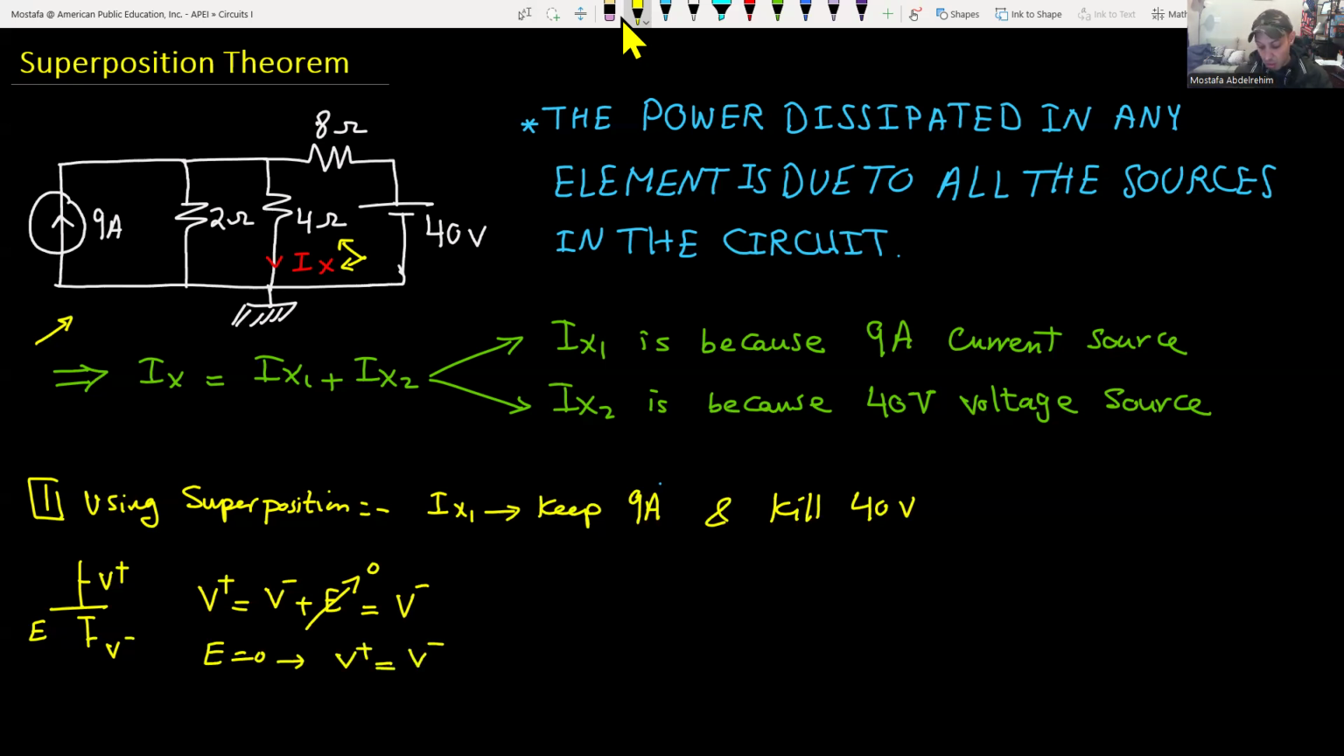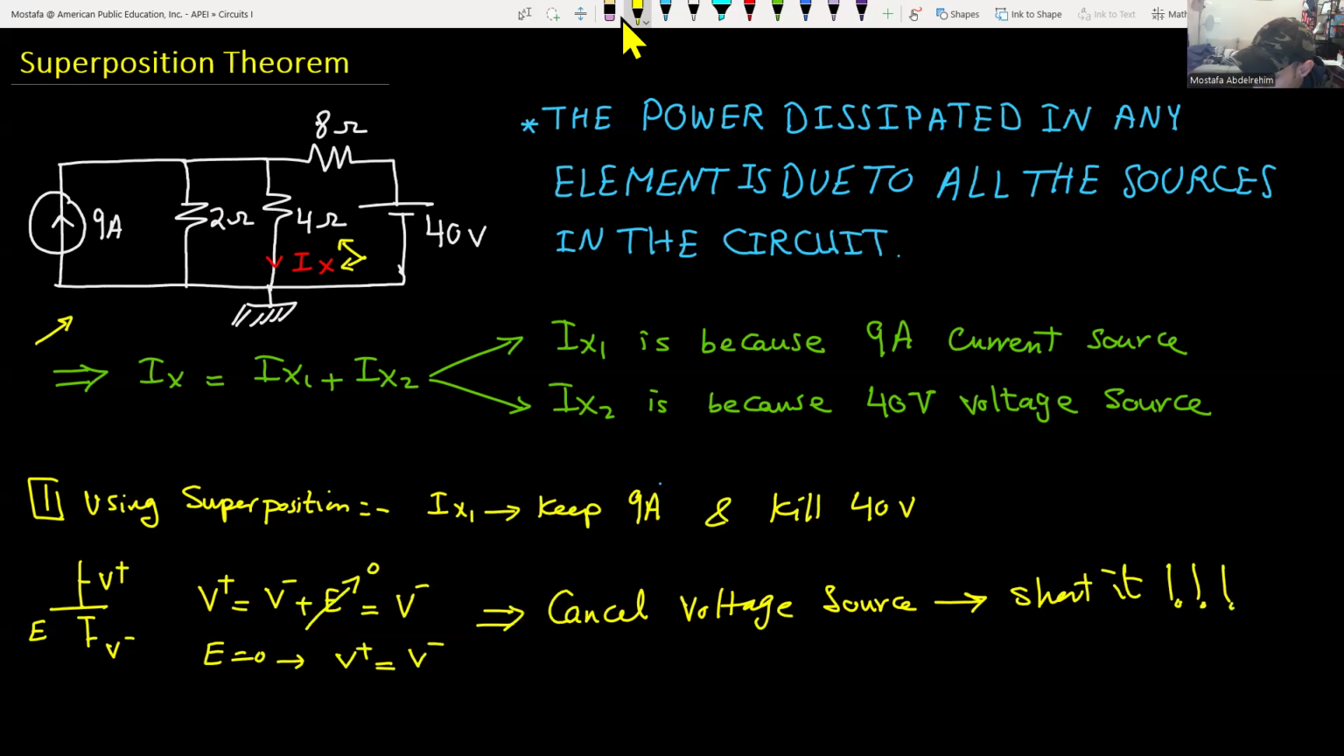So what is meant by E equal to zero? There is no voltage difference. And what is the thing that we learned about that has no voltage difference? It is a short circuit, correct? So basically, to cancel a voltage source, short it. We're gonna put the short circuit on the voltage source.